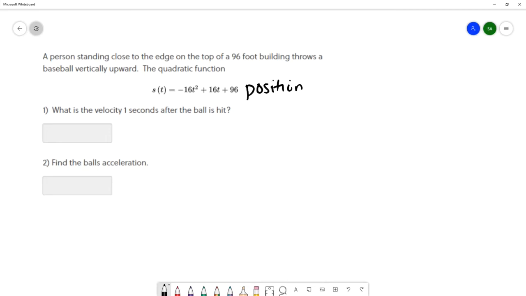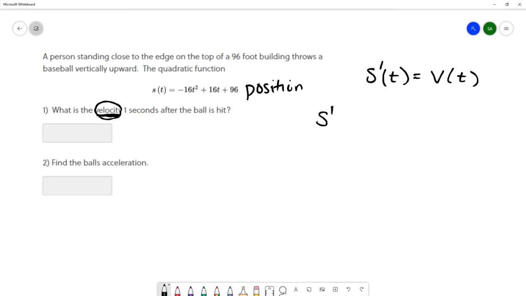And the position function tells us the height of the ball at any moment in time. The question that we're being asked is about the velocity of the ball. When we're finding the velocity, we can take the derivative of position to find that velocity. So if we calculate the derivative of the position function, that will give us a velocity function. So in order for us to answer this question about velocity, we're going to calculate the derivative first.